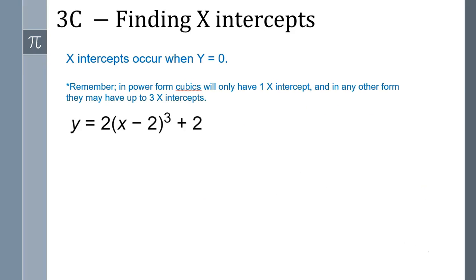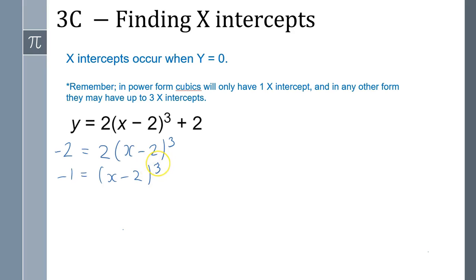Okay, now this changes a little bit. So we know that when cubic functions are in power form, they are only ever going to give us one x-intercept. So we're actually just going to rearrange this to find the x-intercept, because there's no point factorizing because we know there's only going to be one. Okay, so I'm just going to rearrange it. I'm going to start off taking 2 from both sides. Then I'm going to divide both sides by 2.